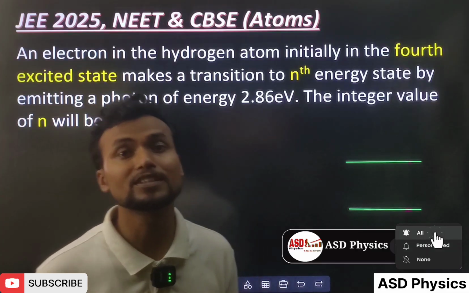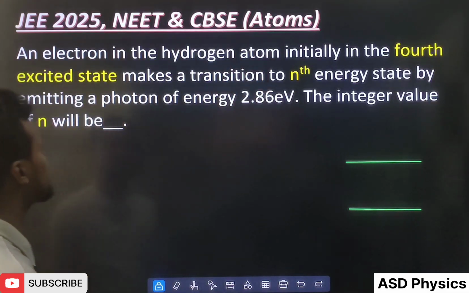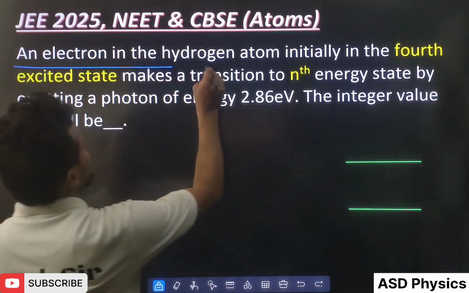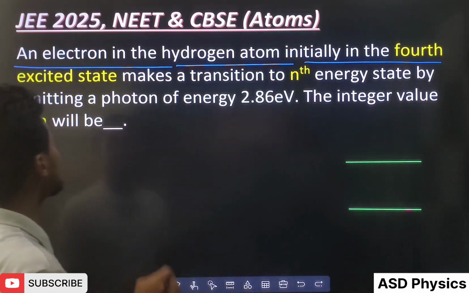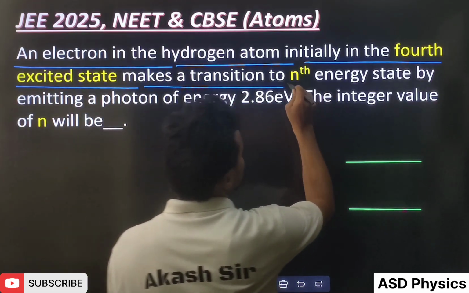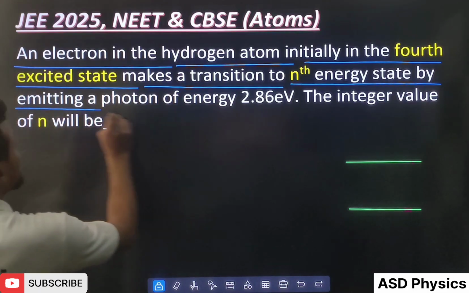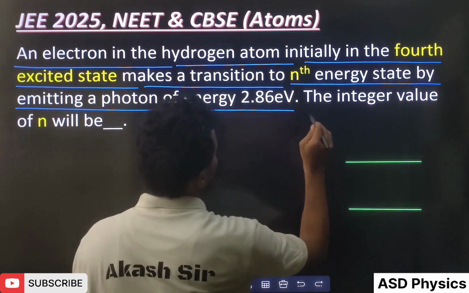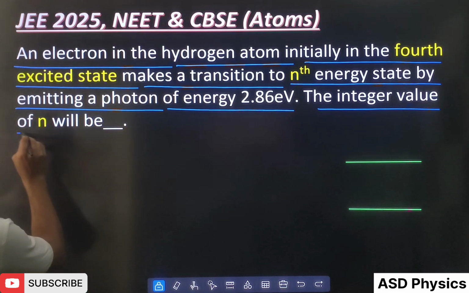So students, in this video we are going to solve a question from the chapter Atoms. Okay, let's go through it. The question is: an electron in the hydrogen atom, initially in the fourth excited state, makes a transition to the nth energy state by emitting a photon of energy 2.86 electron volt. The integer value of n will be how much here?